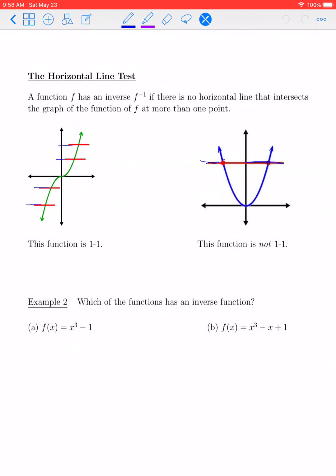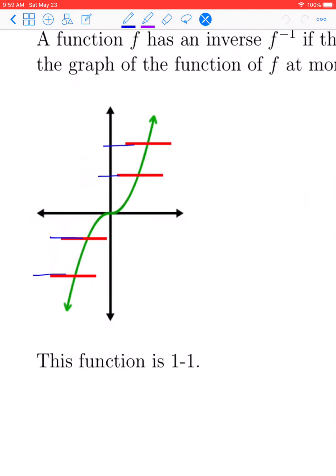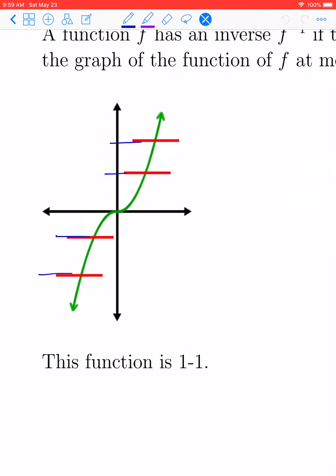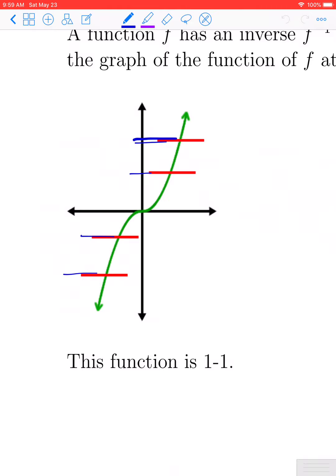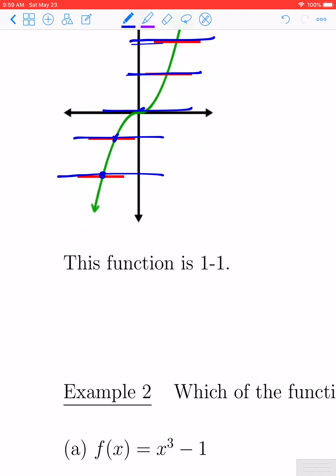What the horizontal line test says is the following. A function f has an inverse, f inverse, if there is no horizontal line that intersects the graph of the function of f at more than one point. For instance, if I look at this first graph, this graph would pass the horizontal line test. No matter what horizontal line you try to draw, it will always intersect the graph in at most one point. The implication of that is that this function is one-to-one, and therefore it has an inverse.